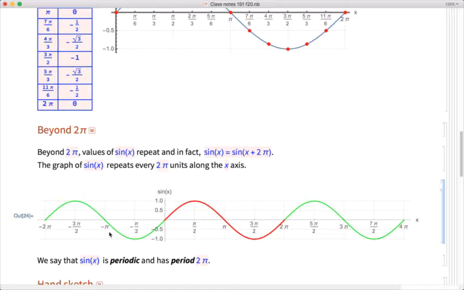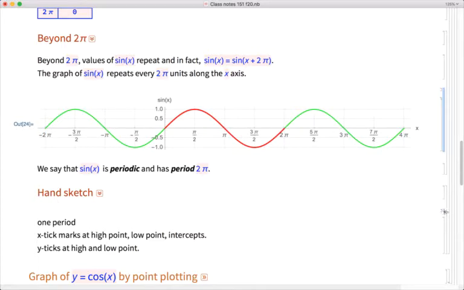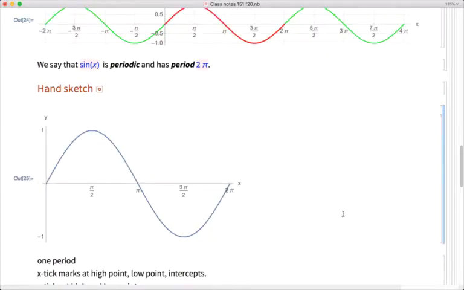Okay, so for any graph, not just for sine, but for any graph that has this repeating property, we say that the graph or the function is periodic, and the length of the x-axis over which that repeat takes place is called the period for the function. So sine x is periodic because it repeats, and it has period 2 pi because it repeats every 2 pi units down the x-axis. For a hand sketch, we're just going to plot one period, and just remember always that the graph does go on in both directions forever.